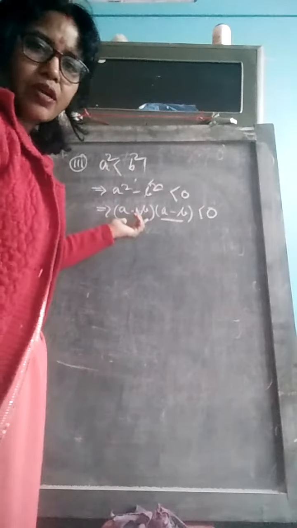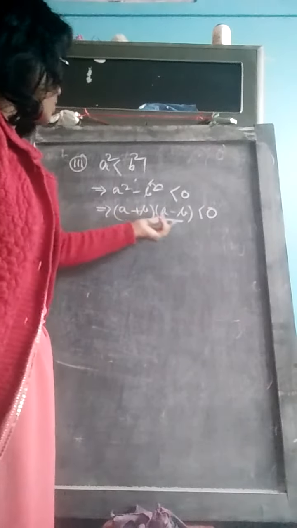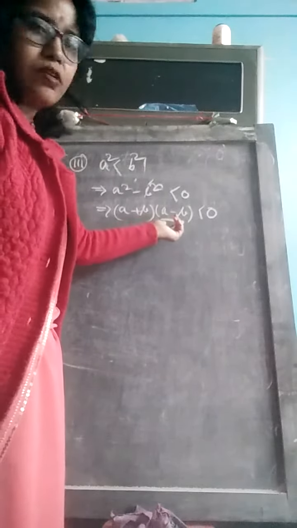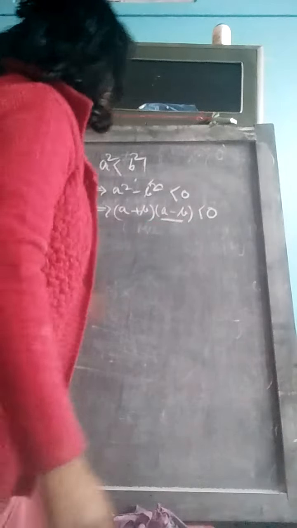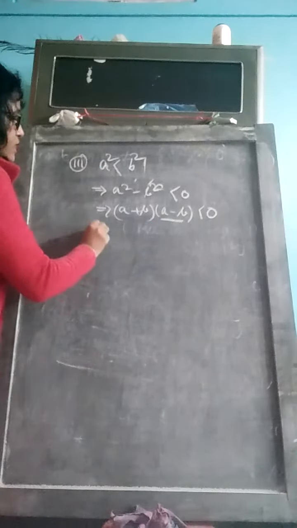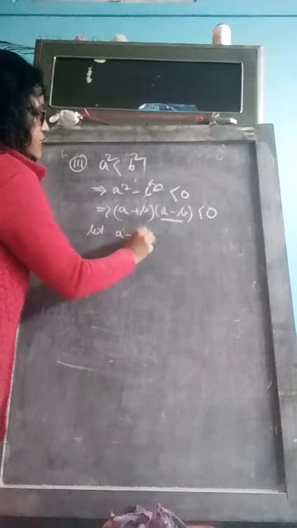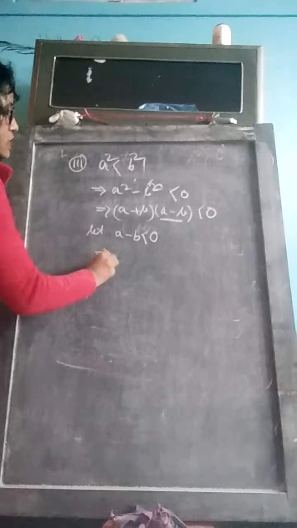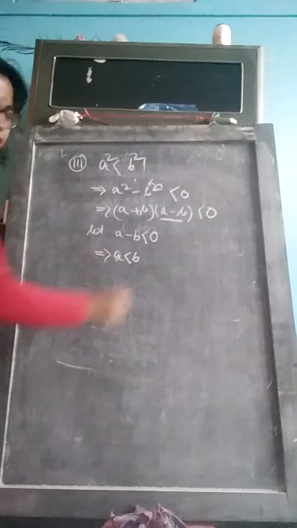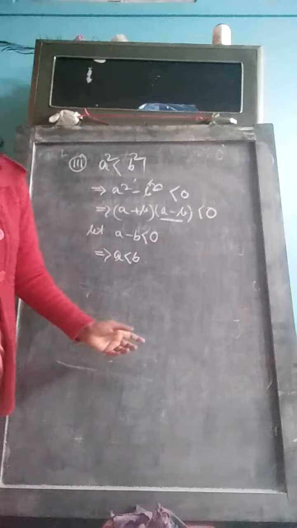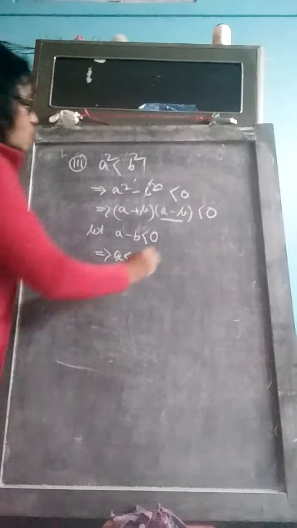Okay, negatives are always less than 0. Suppose a minus b is less than 0. That means suppose a minus b is negative. Let a minus b be less than 0. Implies a is less than b. So a may be less than b. So it is also true.